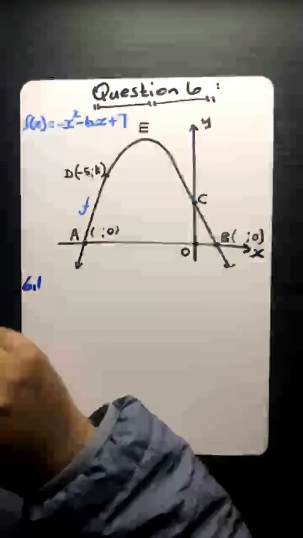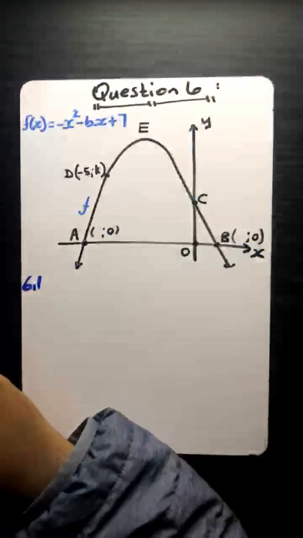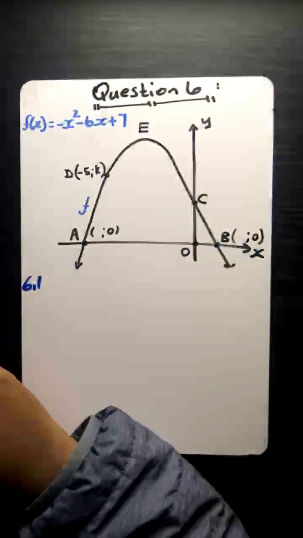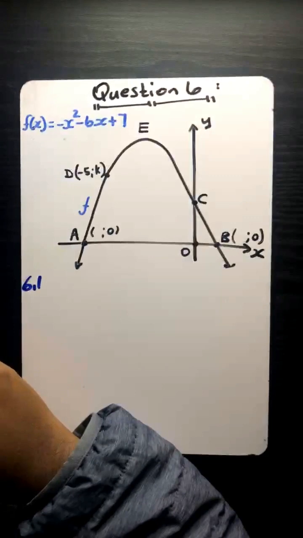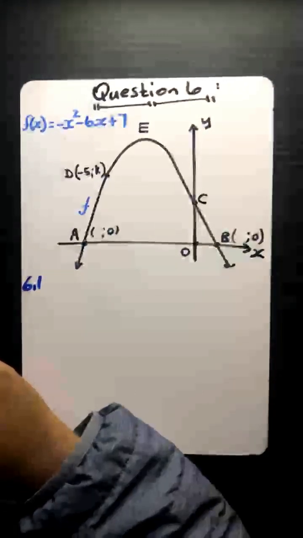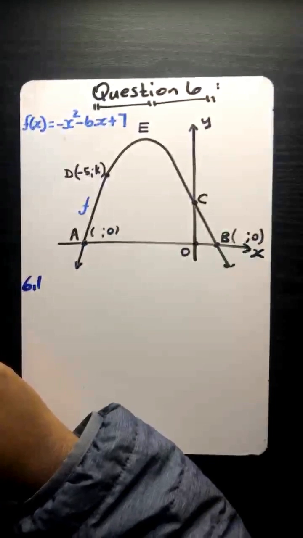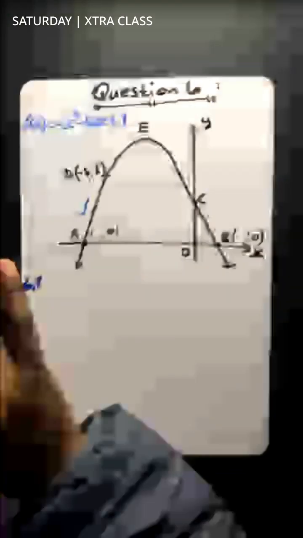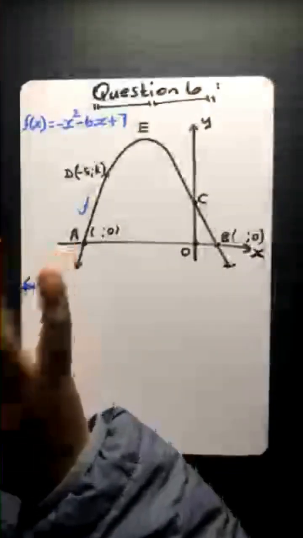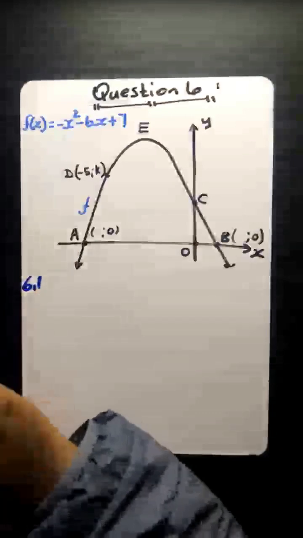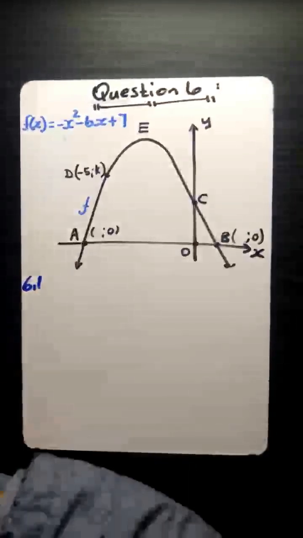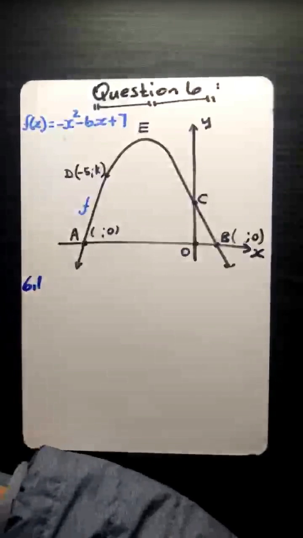So let's see, 6.1, it says calculate the coordinates of E, the turning point of f. Good people, in every question, there is a cream. What is the cream of this question? The cream of the question is that word or those words which, when removed from the question, the whole question will remain senseless. It is very difficult for learners to identify the cream of the question.